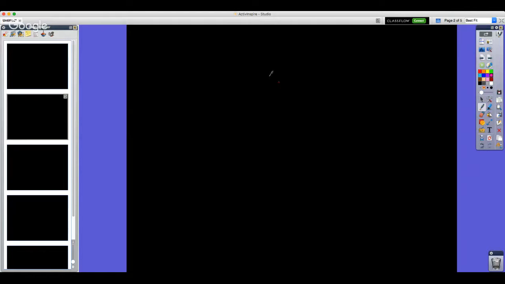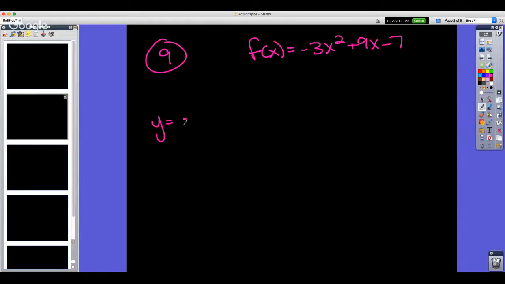All right, so let's look at number 9 here, okay? On this one, we have f of x equals negative 3x squared plus 9x minus 7. Especially on this one, I know some people had some problems when we went through it in class, so I want to make sure I hit on it. We're trying to get it from standard form into vertex form. I'll give this to you: a times x minus h squared plus k. So what we've got here is a is negative 3, and we're going to plug negative 3 in for a.